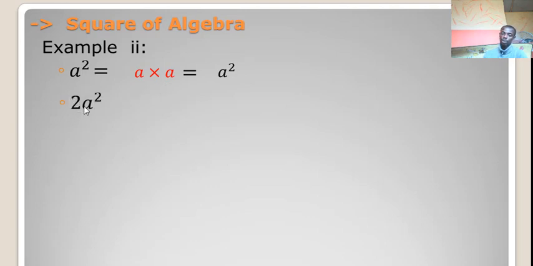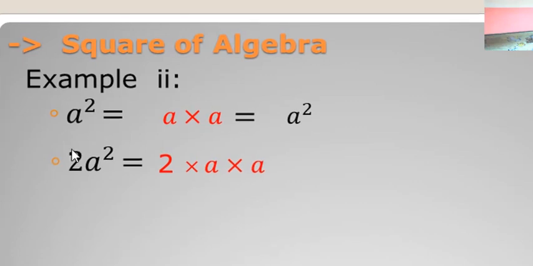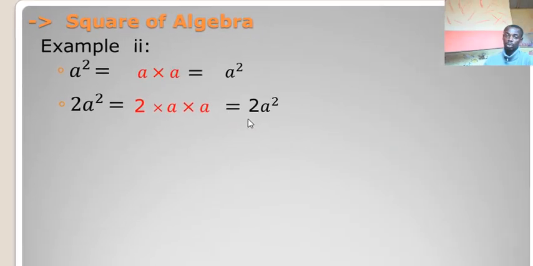Here we have 2a squared, and that is equal to 2 multiplied by a multiplied by a. Now you need to be careful. This squared is not affecting this 2. This power of 2 is not affecting this 2. You need to be careful. Okay, and that is still 2a squared.